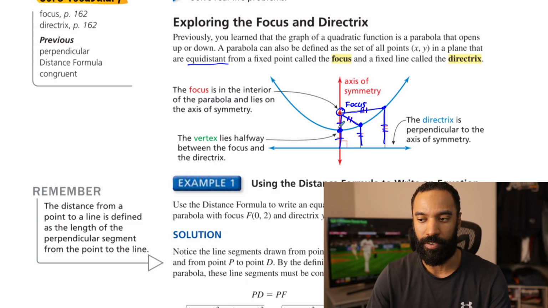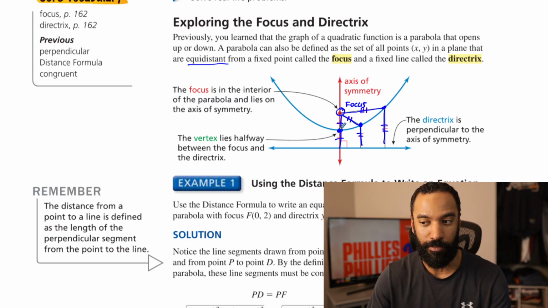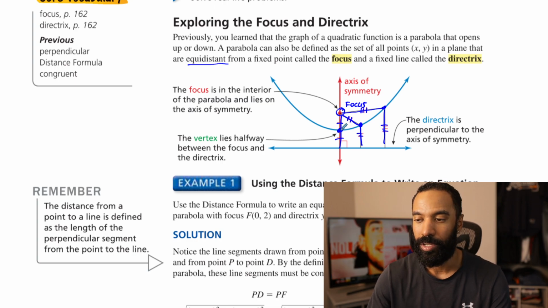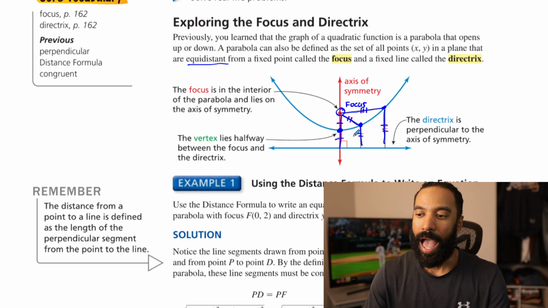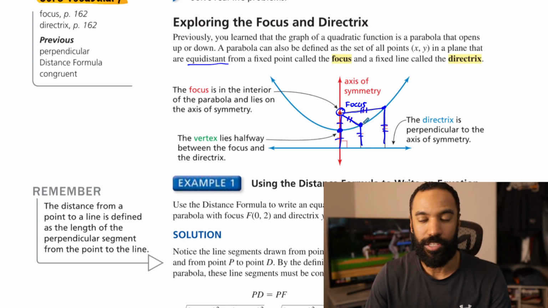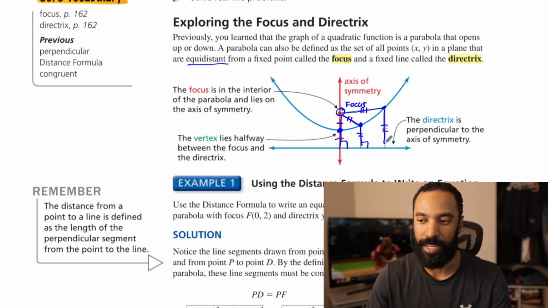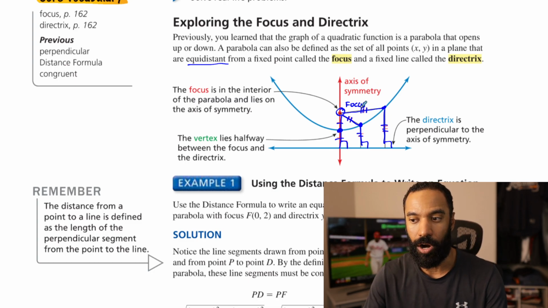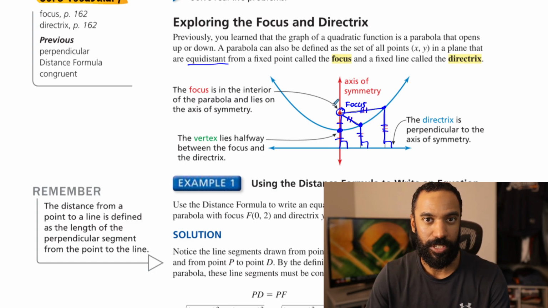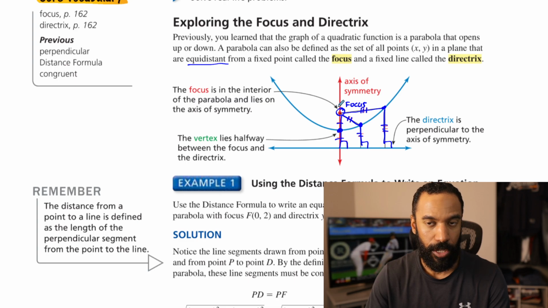But these two distances are very specific: the one from focus to the vertex and vertex to directrix. But these are all congruent in that way. So how do you make the distance from a point to a line? You've got to go perpendicular to that line. So this has to go perpendicular to it and perpendicular to it. It's the shortest distance to it. And those distances are all symmetrical, so those distances are equidistant.